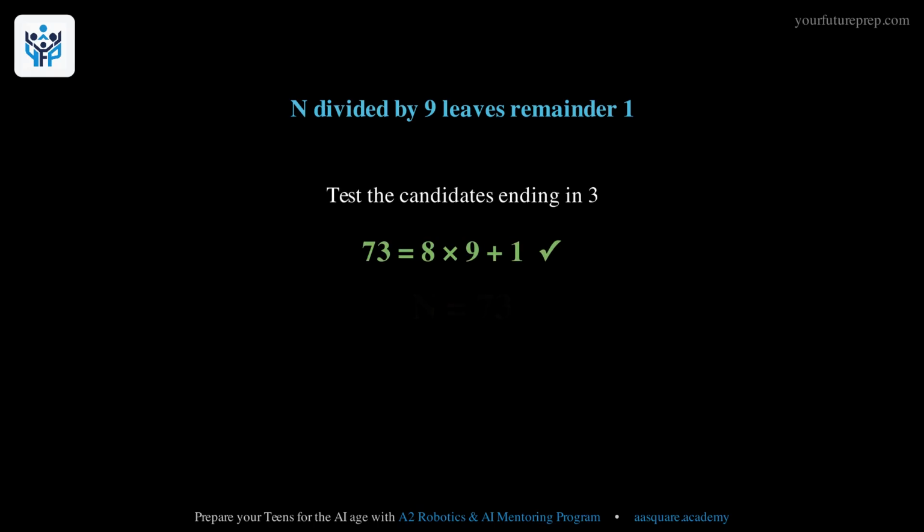Now use the first clue. When n is divided by 9, the remainder is 1. Testing our candidates, 73 works, because 73 equals 8 times 9 plus 1. So n is 73. Finally, divide 73 by 11.